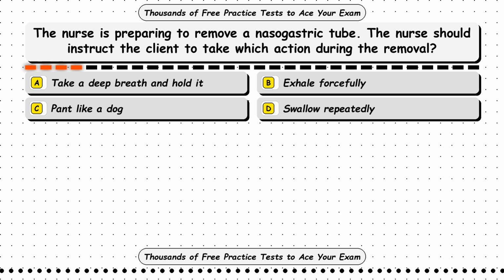Question 35. The nurse is preparing to remove a nasogastric tube. The nurse should instruct the client to take which action during the removal? Option A, take a deep breath and hold it. Option B, exhale forcefully. Option C, pant like a dog. Option D, swallow repeatedly.